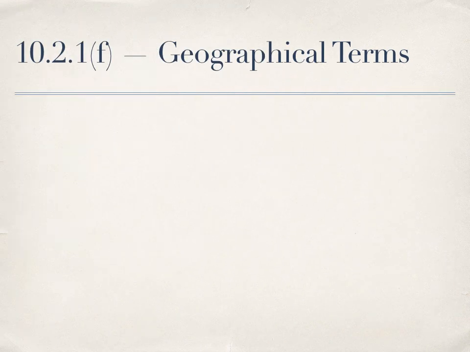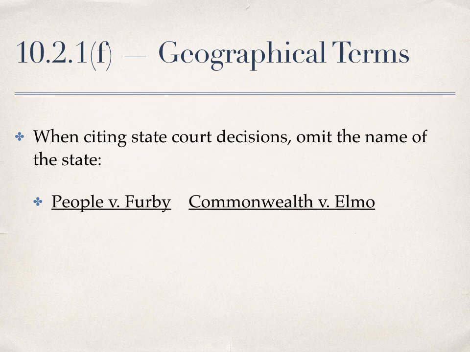Last but not least, Rule 10.2.1f governs geographical terms found in case names. You will find that many cases, and criminal cases in particular, will caption a case with the people of the state of, or the commonwealth of, whatever the jurisdiction is, versus the defendant's name. When a case such as this is a state court decision, you should eliminate the name of the state and reduce the name to something like people or commonwealth, as you can see here.